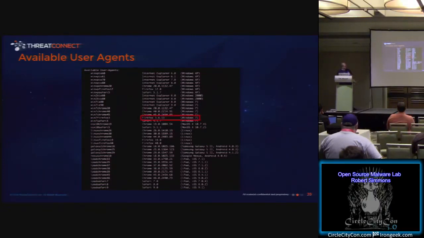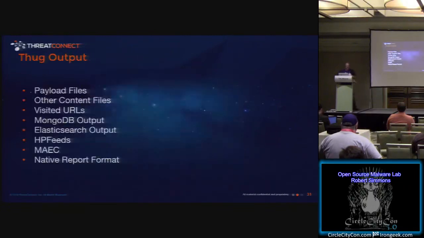That one doesn't show up very well, but this is Windows 7 and Firefox. I've had a lot of good work with that. Also IE8 and Windows 7. So from the output of Thug, you get payload files, so you're going to want to automate sending payload files over to Cuckoo for analysis. And then you also get further visited URLs.